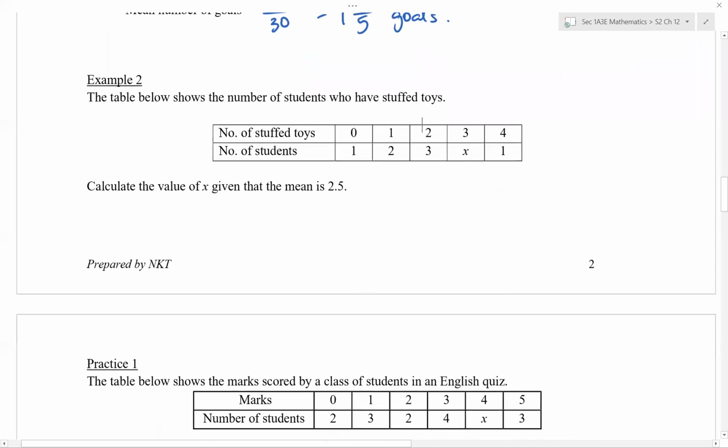If this is not in a frequency table, what actually does it look like? So it will look like this. We've got 1 student with 0. We've got 2 students who have one toy. We've got 3 students who have 2. We've got an unknown number of students who have 3. So let's just put it this way. We've got X students. And then we've got 1 student who has 4.